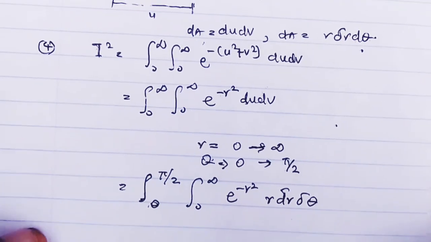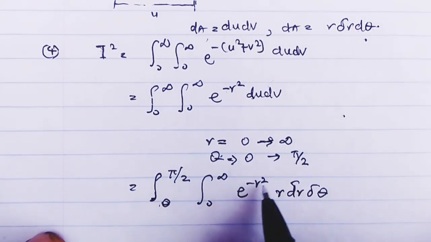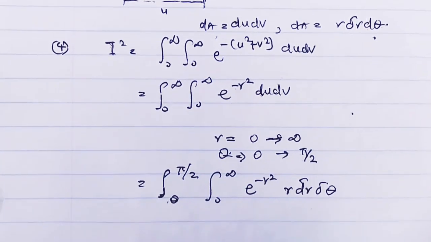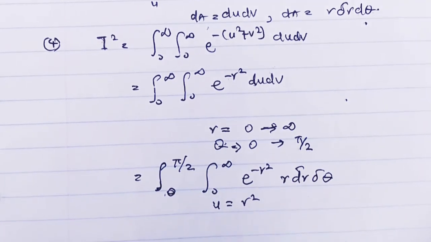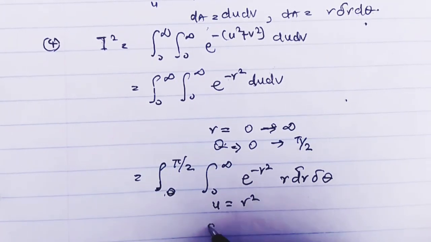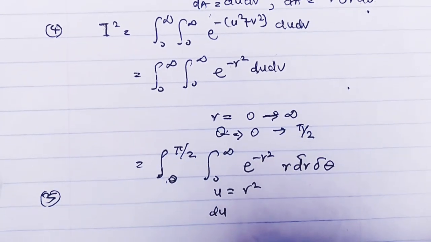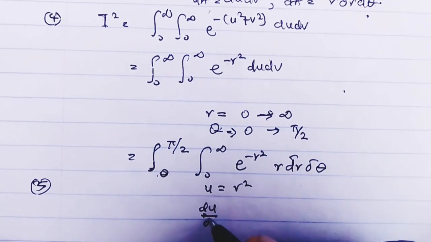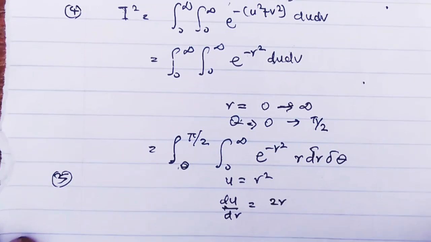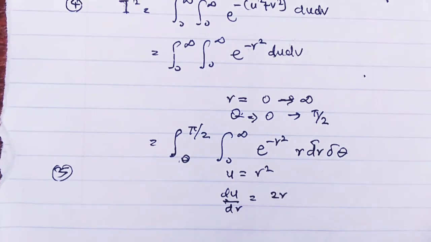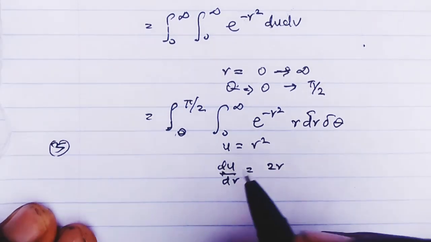Now if you look at the previous problem we solved on the gamma function, I said when you have a powered function in the gamma function, express it as u. So let's say u is equal to r square. I call this my step 5. So du dr is equal to 2r. If you are following me step by step, I'm sure you really understand what I'm doing. So now let's put it here.